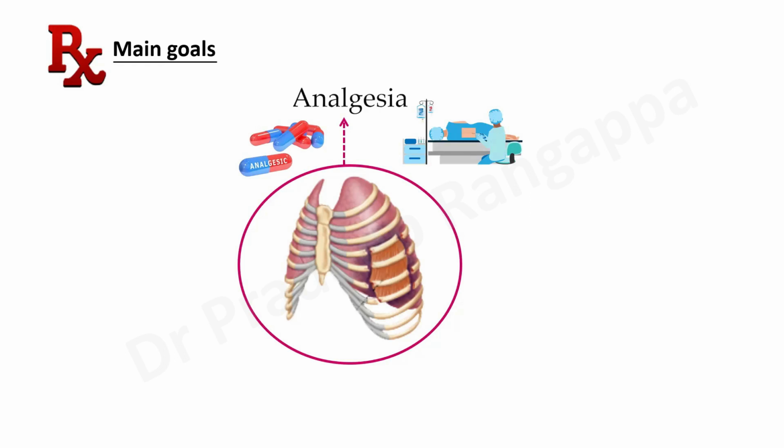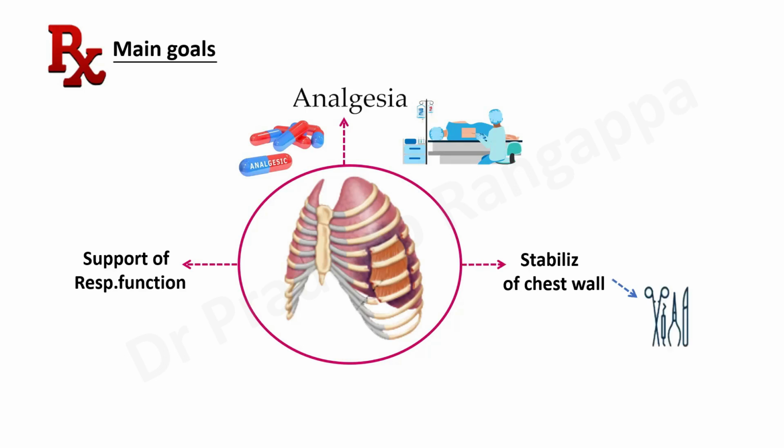And the second important component is protecting the respiratory function, which means if they are hypoxemic, obviously you have to ensure there's adequate oxygenation, adequate sputum clearance, and adequate stabilization of the chest wall. And the third most important aspect is stabilization of the chest wall.